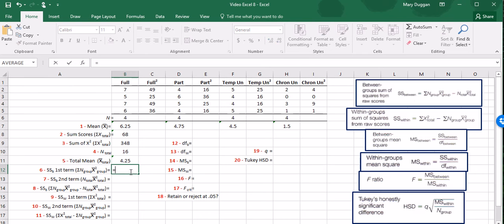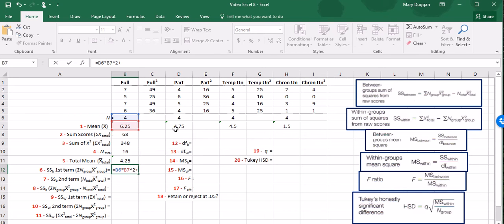And this is the part that probably requires a little bit more attention because it can be a little bit confusing. So I'm going to do an equal sign, and I'm going to select the number of the first group. I'm going to multiply that by the mean of the first group, but not just the mean squared. So the first number I have is the number 4 times the first mean of 6.25 and then squared. But I need to add that. I need to sum this all up, so I'm going to put a plus sign.